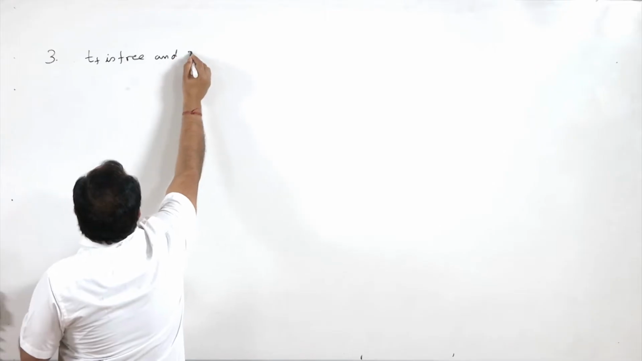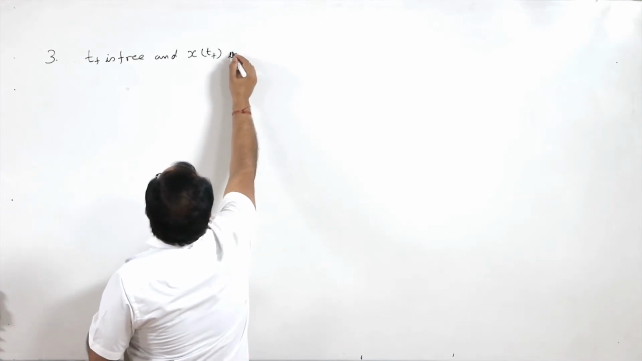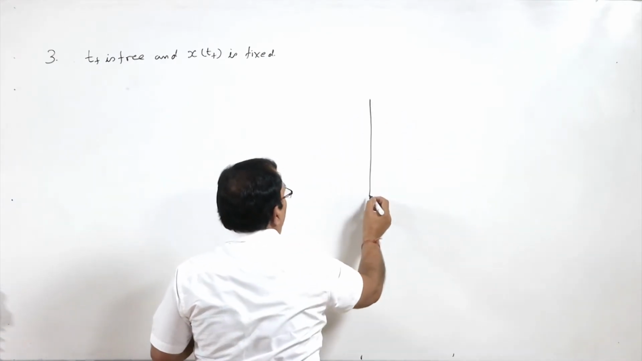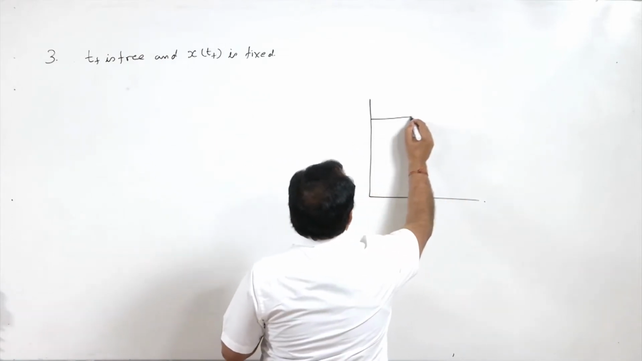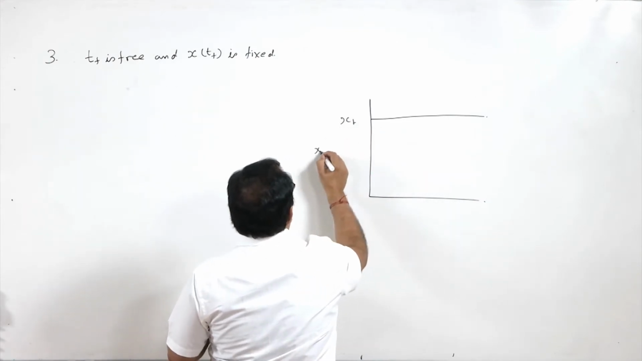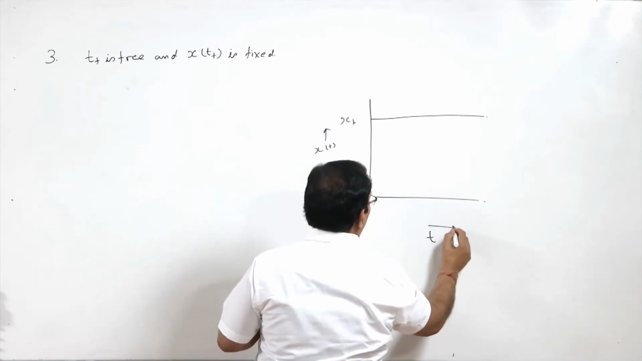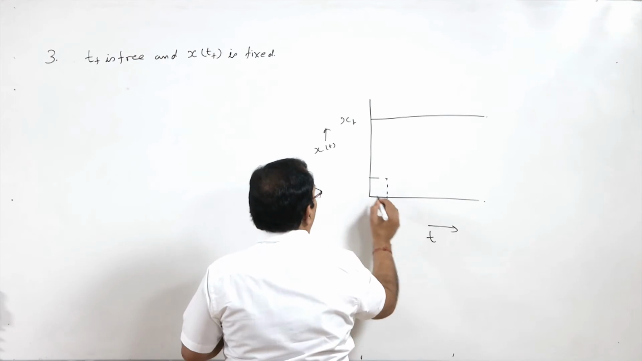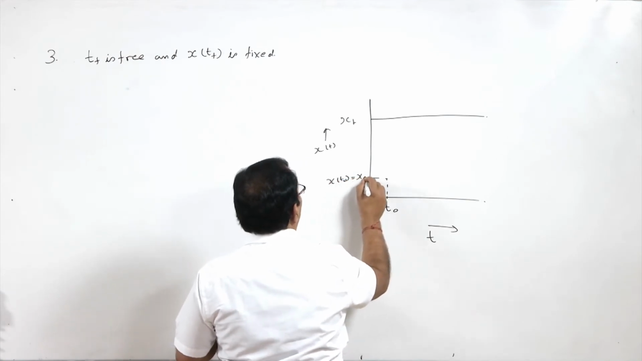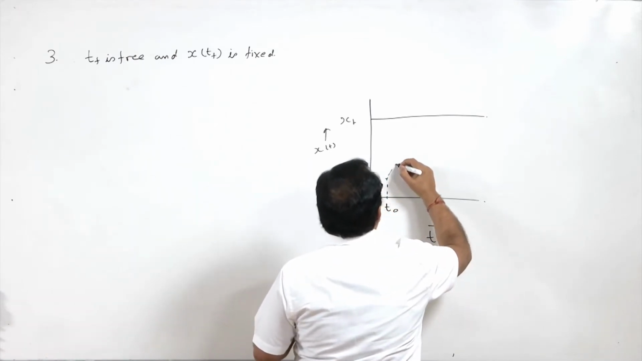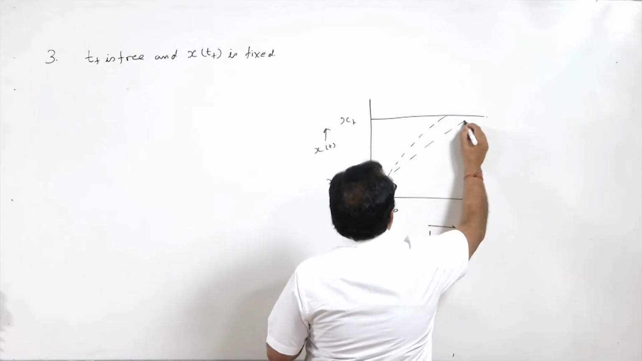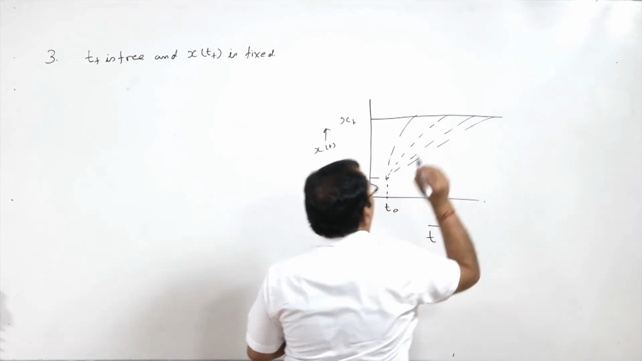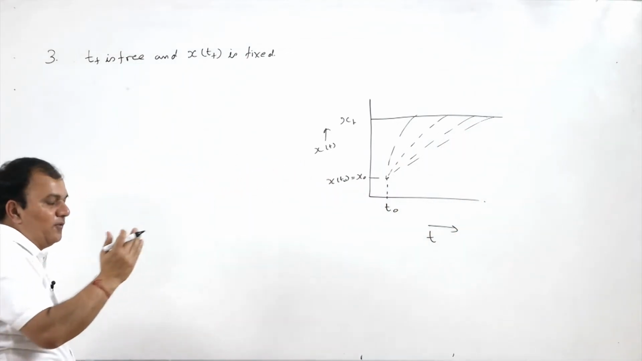and x of tf is fixed. So, this is the case where, if this is my x axis, this is x of t, this is t, and let us say this is my initial point t0, x of t0 is say x0, my final trajectory can terminate anywhere where x of tf is fixed. So, in this case also my tf is varying.